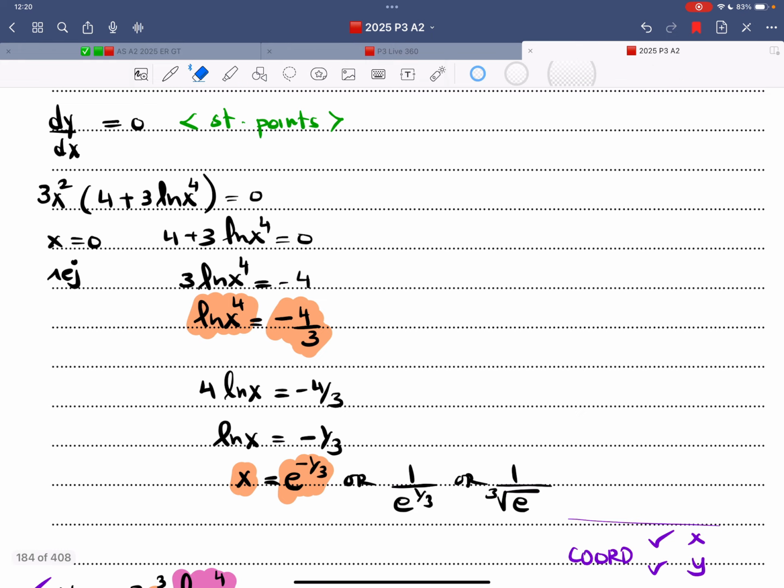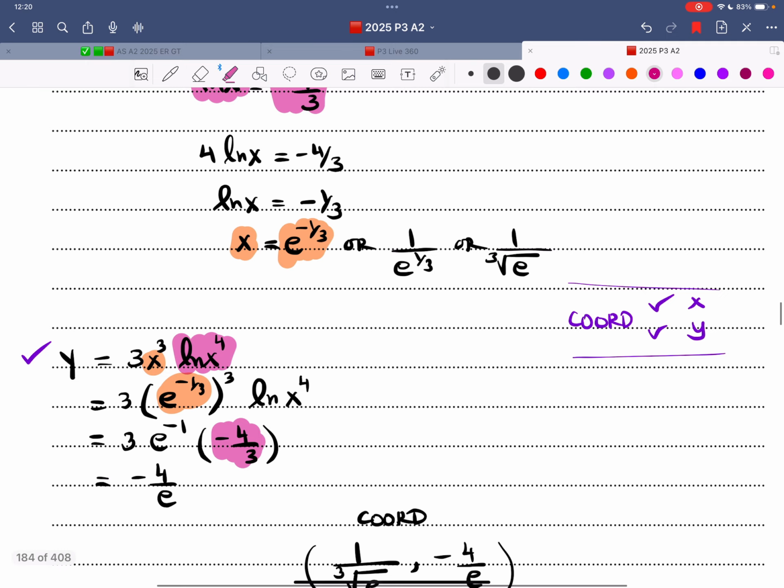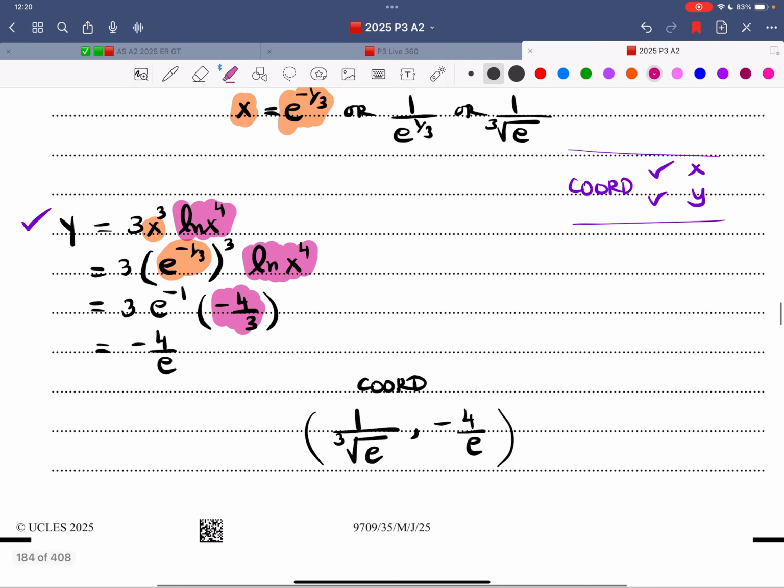So let me change the color. This ln x to the power 4 is replaced with minus 4/3, rather than plugging in the value and simplifying. So this thing is already done. Now after simplification, e raised to the power of minus 1/3 times 3 is e raised to the power of -1. Look at the working now. This 3 and 3 cancel out, -4 remains, e raised to the power of -1 is 1 over e. So that is the y coordinate, that's the x coordinate, that's how this is done.